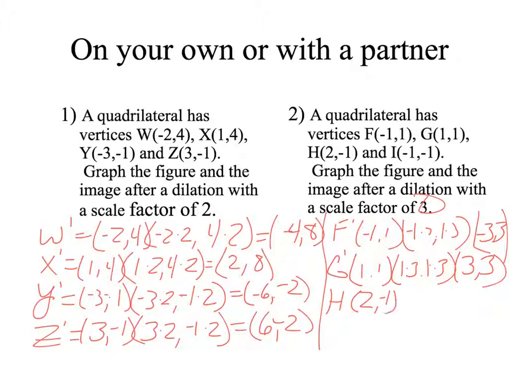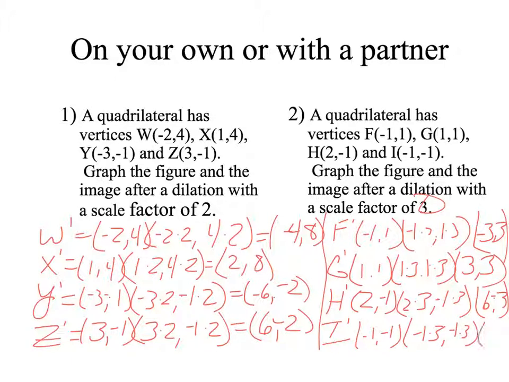H is at 2, -1. Multiply both by 3, and we get 6, -3 for H prime. I is at -1, -1. For I prime, multiply both by 3, and we would end up with -3, -3. I barely got that one in there. Make sure those 3's are negative for that last one.